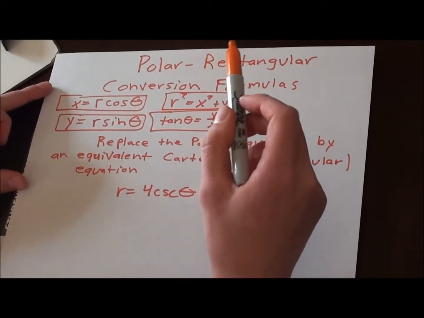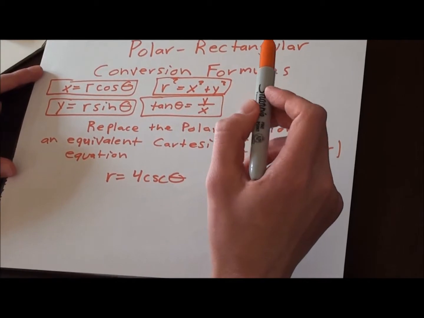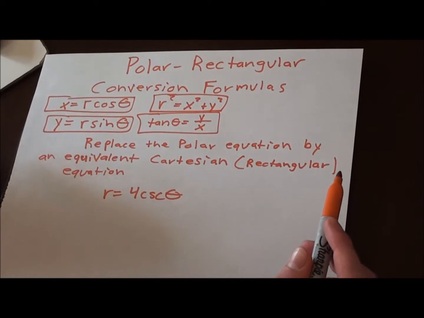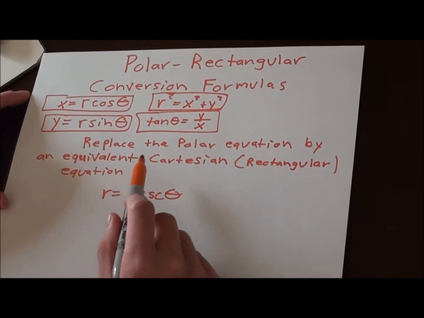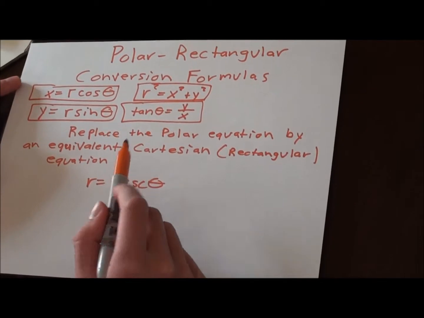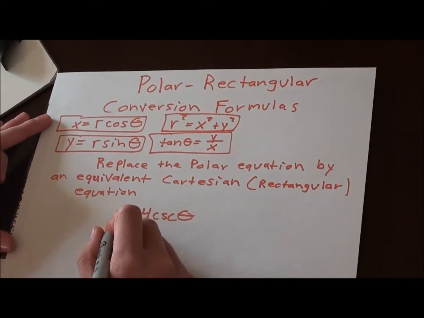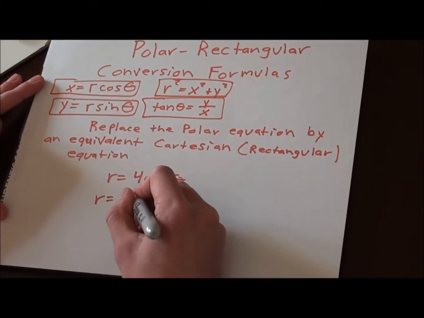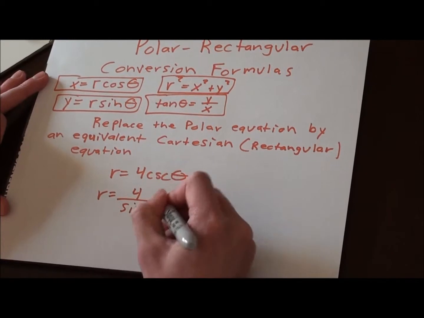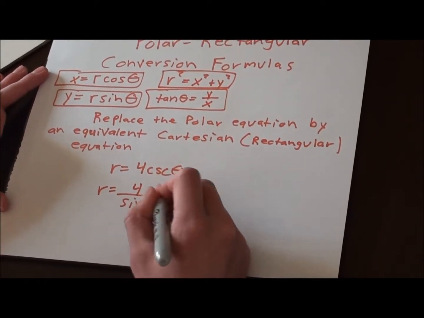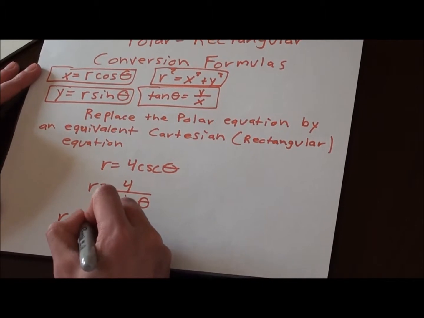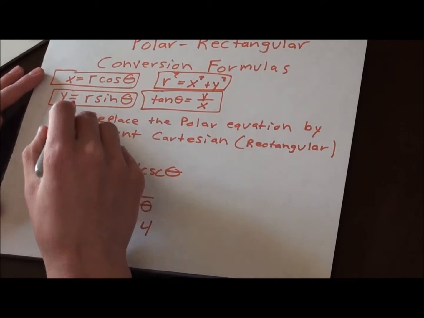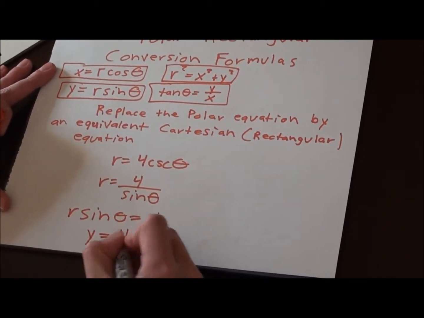Alright, we can also convert polar equations to rectangular equations or Cartesian equations. And these are the 4 main formulas that we'll use to do that. So here's an example. Replace the polar equation by an equivalent Cartesian equation. Start out with r equals 4 cosecant theta. So we can also rewrite this as r equals 4 over sine theta, and then when we multiply sine theta on each side, we end up getting r sine theta, which is y, equals 4.